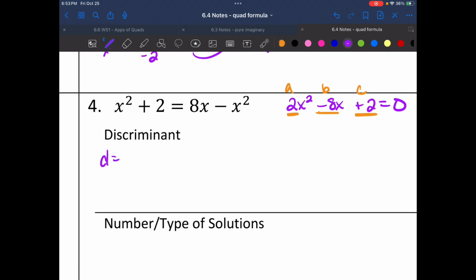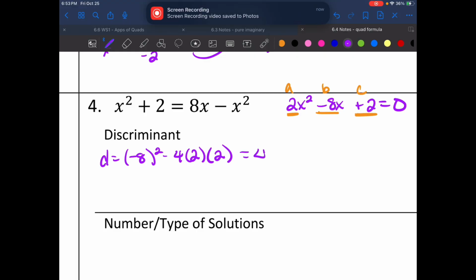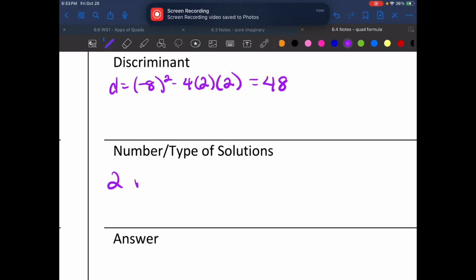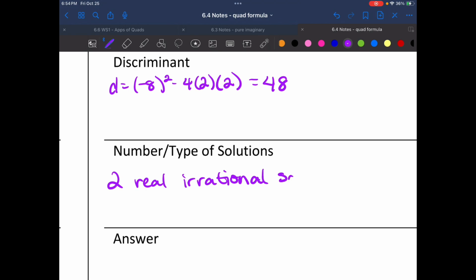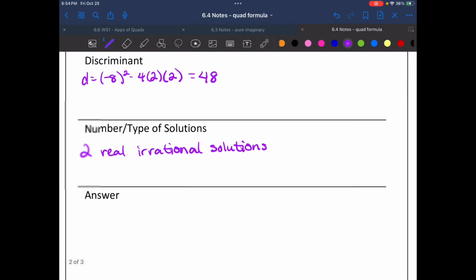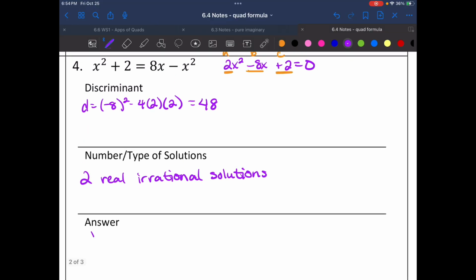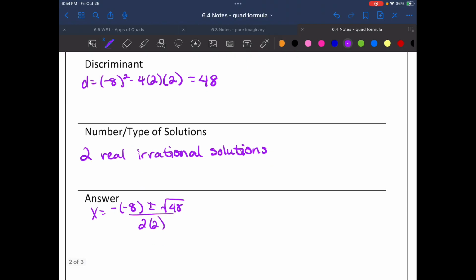Discriminant equals B squared minus 4AC. It's 48. Positive, but not a square, so 2 real irrational solutions. Did I write that on the other one? I did, okay. Okay, so x equals negative b plus or minus the square root of the discriminant over 2a.